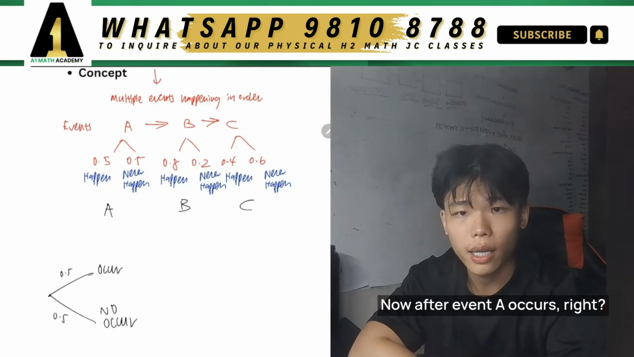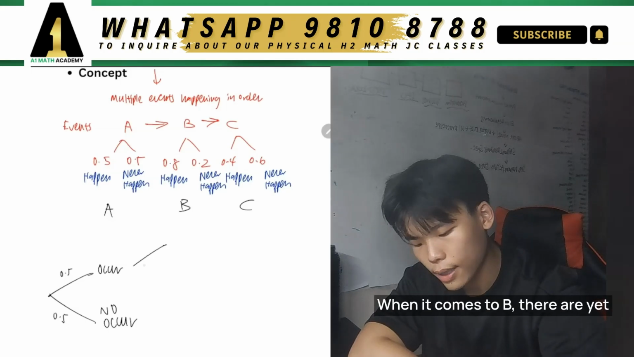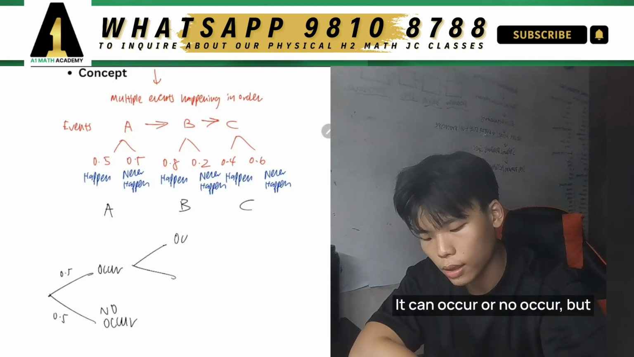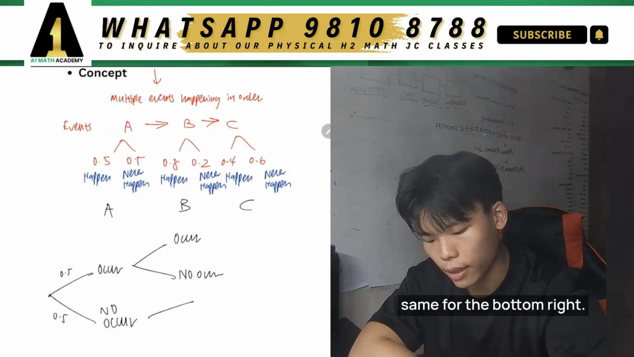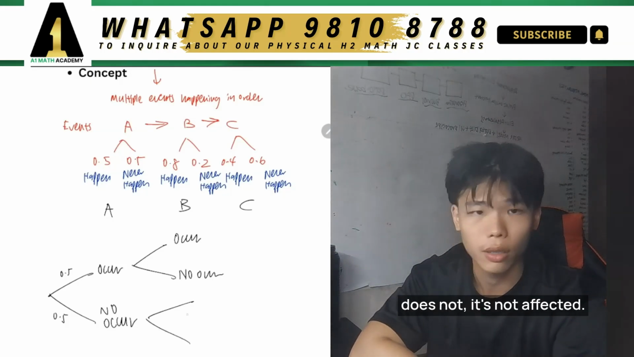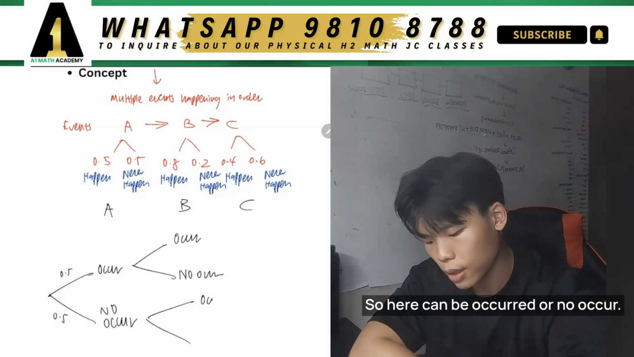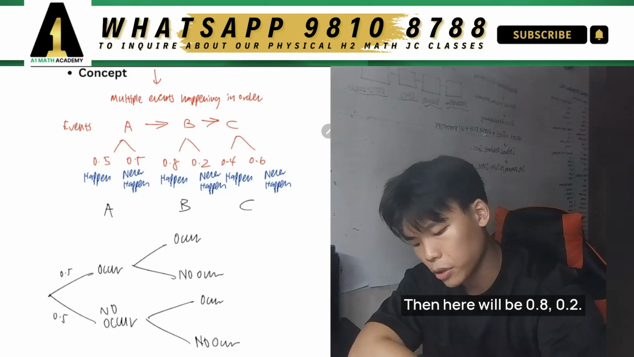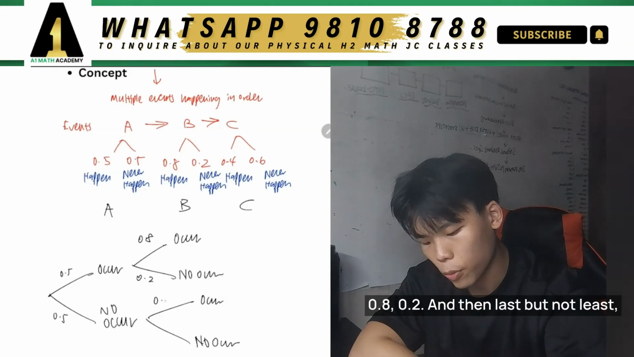Now, after event A occurs, when it comes to B, there are yet another two possibilities. It can occur or not occur. But same for the bottom. Given that A has occurred or not occurred, afterwards, whether B occurs or not is not affected. It's independent. So here can be occur or no occur. Then here will be 0.8, 0.2, 0.8, 0.2.